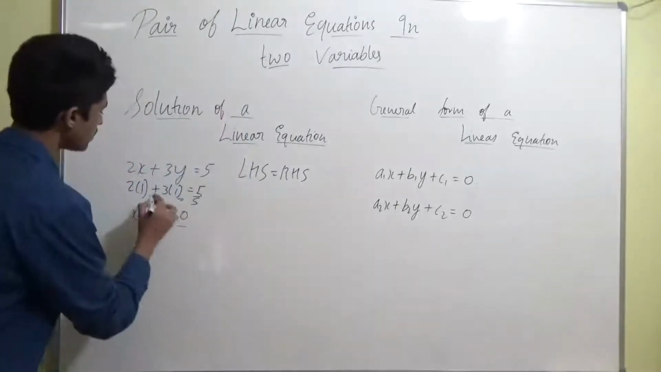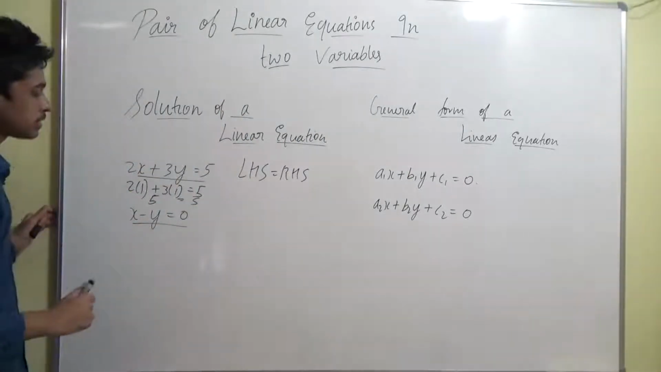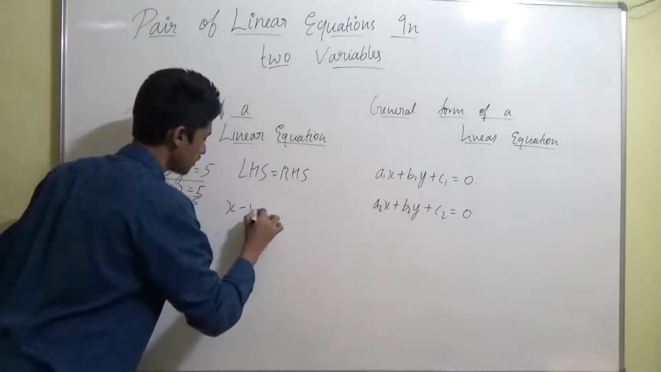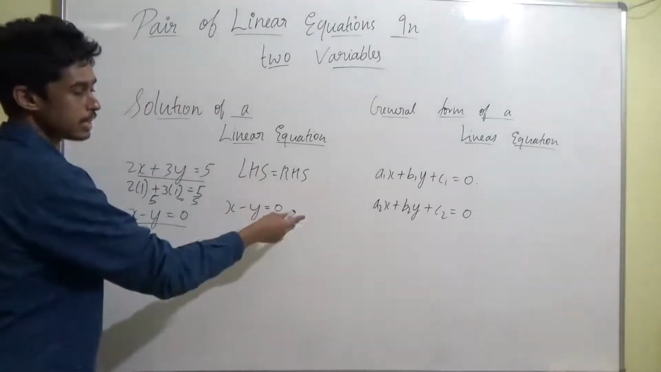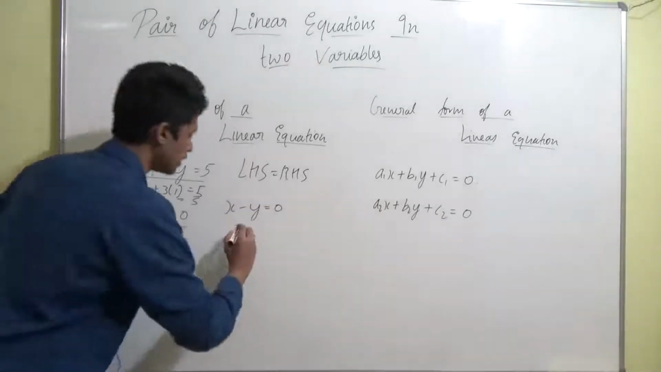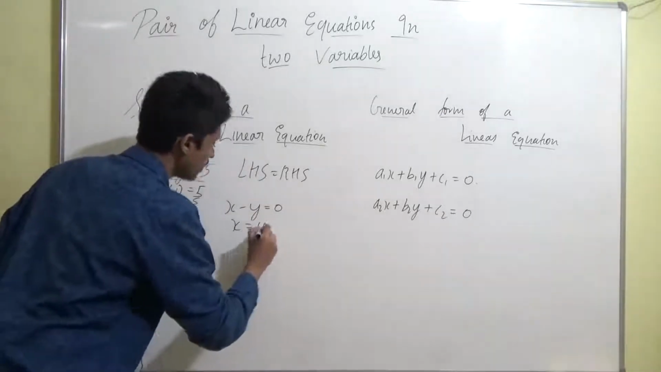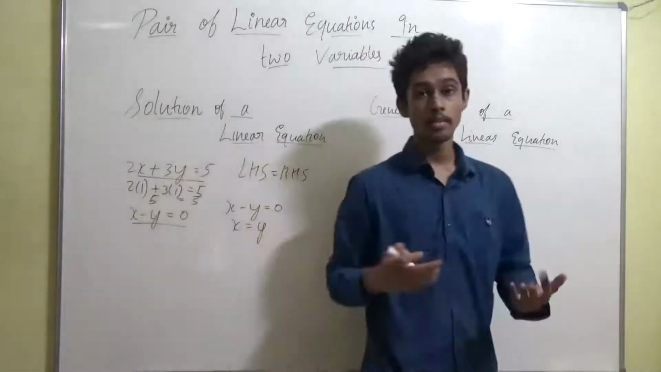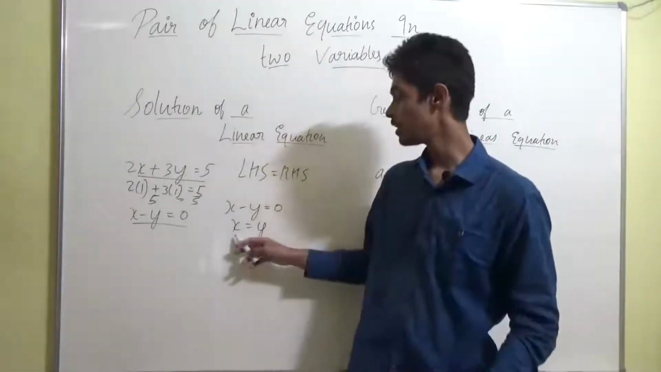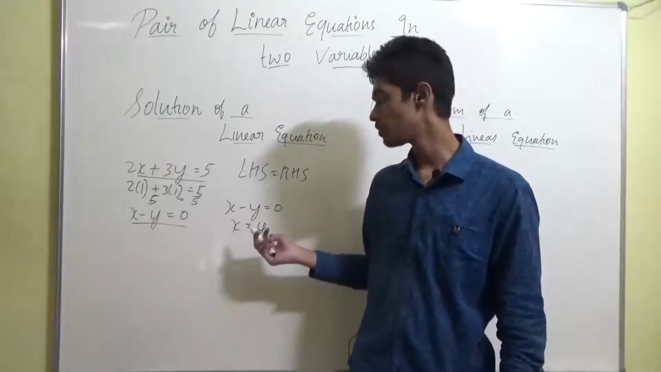Now let's look into the second example of the same topic. This was the first equation, the second equation they have given us is x minus y equal to 0. Now if you take the y to the other side, minus y will become plus y, so it will become x equal to y. For x equal to y there are infinite solutions, guys. There are infinite solutions, because 1 equal to 1, that's also a solution of this equation.